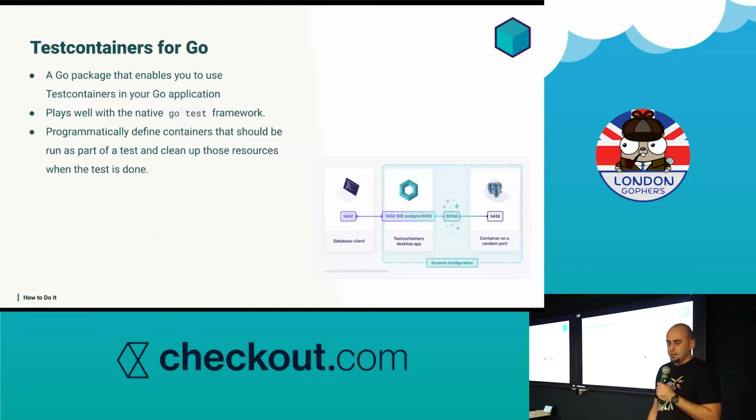So test containers Go, obviously, is a Go package that enables you to use test containers. It plays really well with the native Go test framework. It allows you to programmatically define containers that should be run as part of a test and clean up resources once you're done. So as you can see here, your database client, the Postgres client, is using port number 5432, and you're calling test containers, and inside it's spinning up a Postgres container for you, which expects to receive calls on 5432, but it's taking care of the dynamic port assigning. So your application is always behaving the same way as in a production environment, and your database also acting the same as the production environment. And because of this dynamic port mapping, you can run multiple tests at the same time.